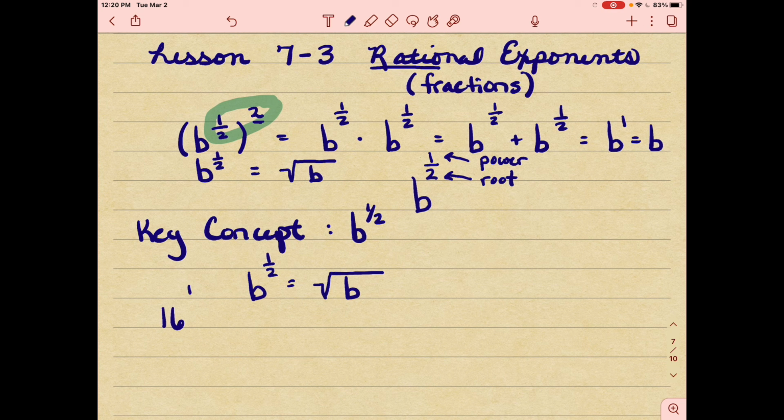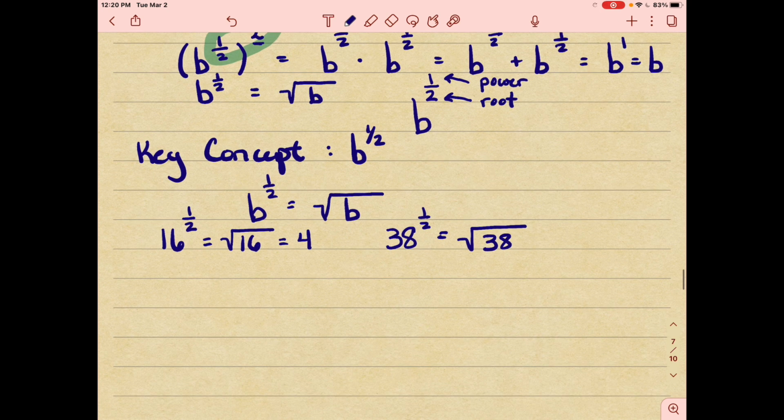16 to the 1/2 is the same thing as saying, what is the square root of 16? Which is the same thing as 4. Or if I had something like 38 to the 1/2, that's the same thing as saying the square root of 38, which doesn't simplify nicely, so we'll just leave it the way it is. All right, so a couple examples.